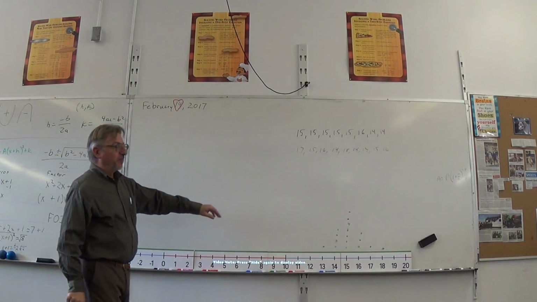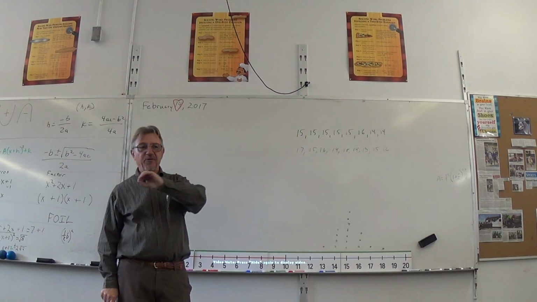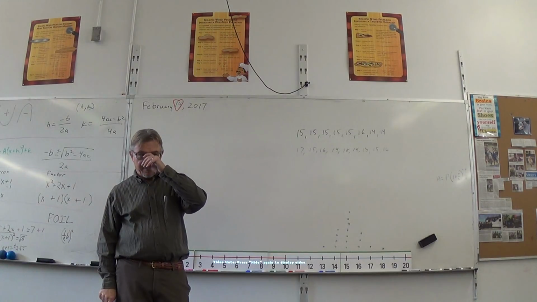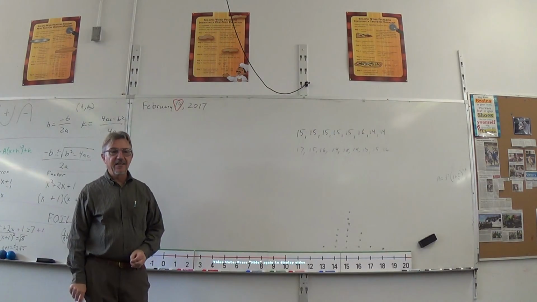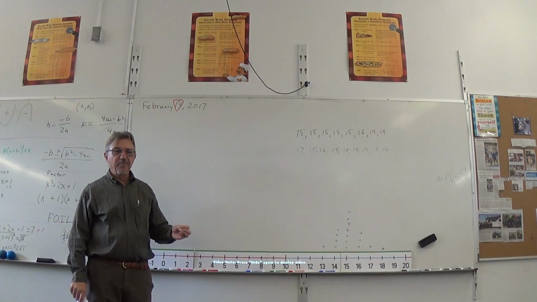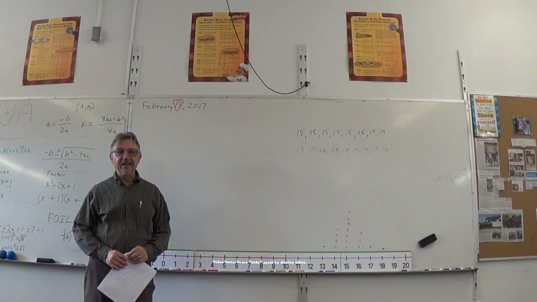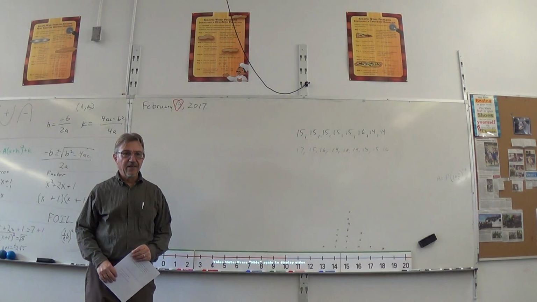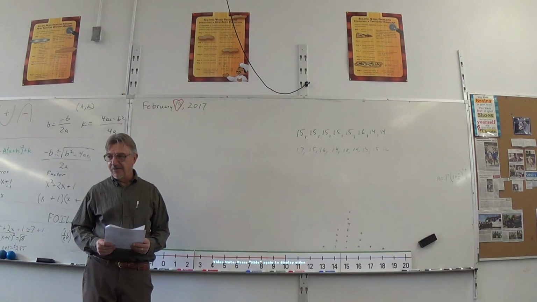Okay, so what do you say? Median. Median is the number that falls in the middle when you put them in numerical order. Mode is the number that occurs the most times. Mean is the average. The mean is just what we think of when we say average. You add them all together and divide them by the number of occurrences. Mean, mode, median.